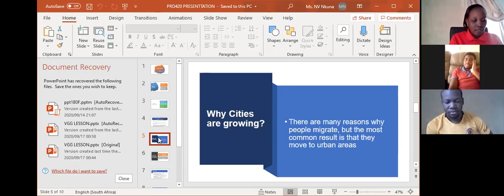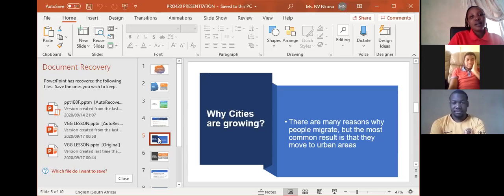And then the third one is political reasons. Here, people move to an area based on politics or war. All right. And then the last one is environmental. Things like drought can cause migration.